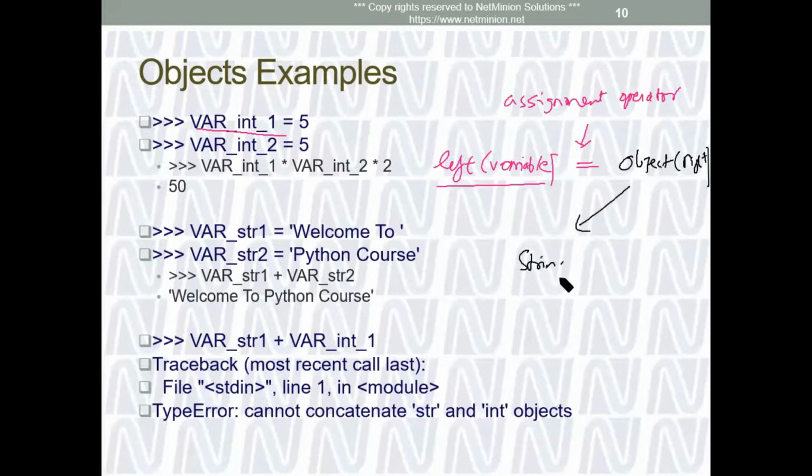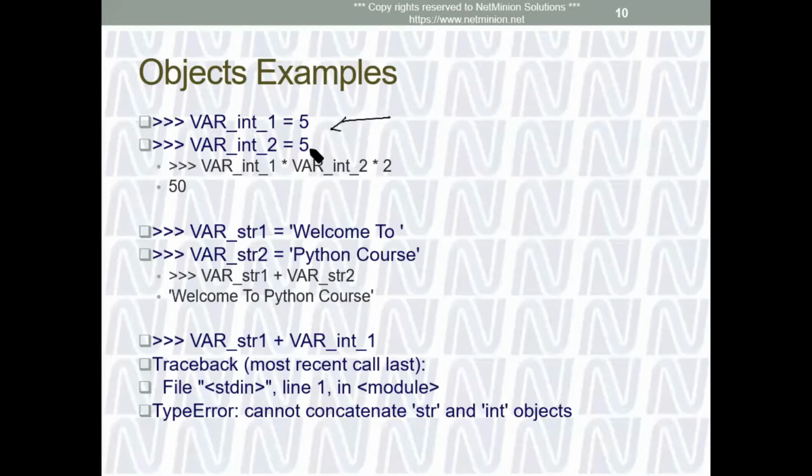It can be a string, an integer, a list, a dictionary, different things. So whenever I am writing this line, please try to understand: left hand side is the variable, right hand side is the object. The object has some data type. In this case, it should be integer. So there is a variable with value 5, and another variable with value 5. If I need to do something over here, I can achieve this kind of task.